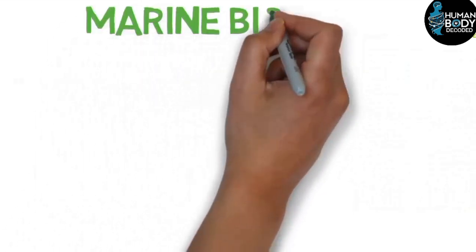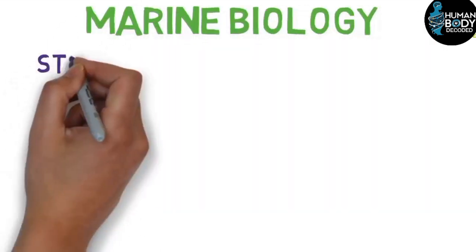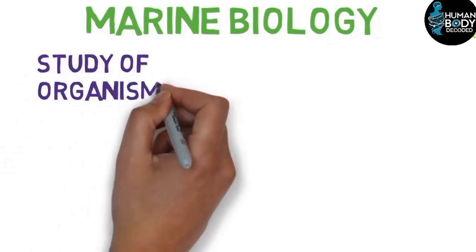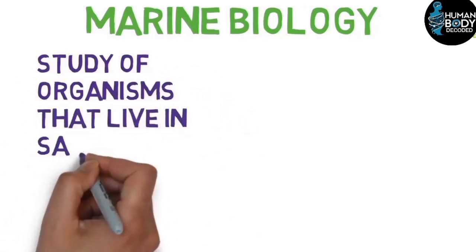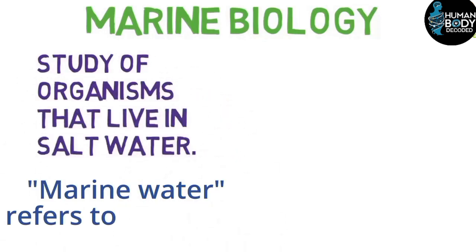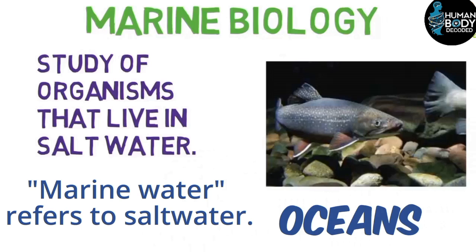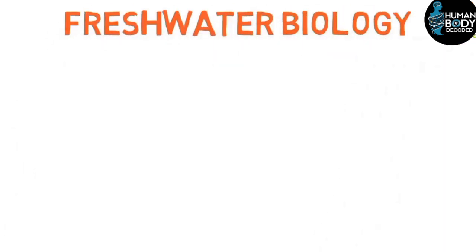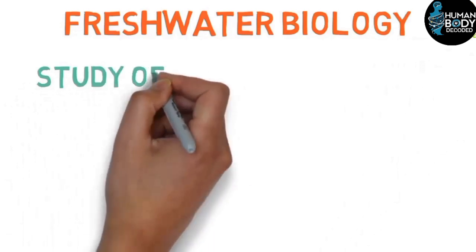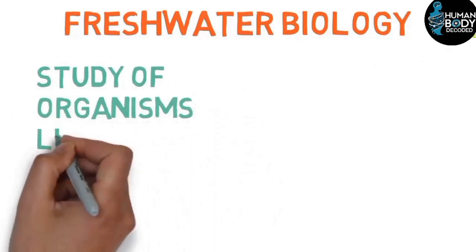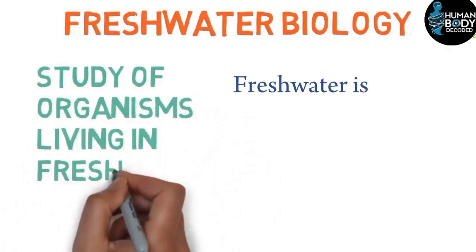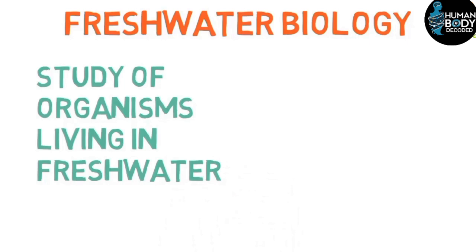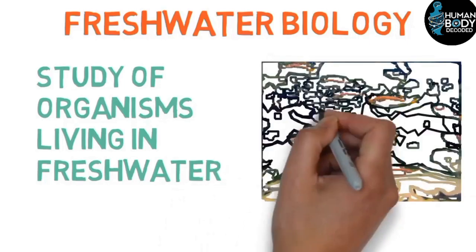Number 12, marine biology. Marine biology is the study of organisms that live in marine water. Marine water refers to salt water, such as that in the ocean. Number 13. Freshwater biology. Freshwater biology is the study of organisms found in fresh water, like pond water. Freshwater is different from salt water, and the organisms that live there are studied in freshwater biology.